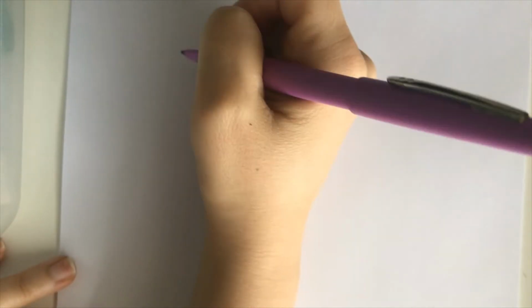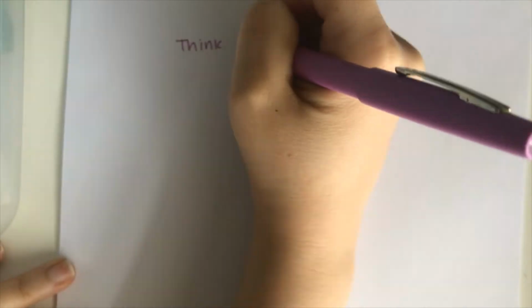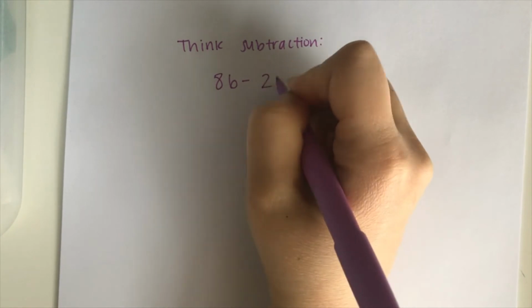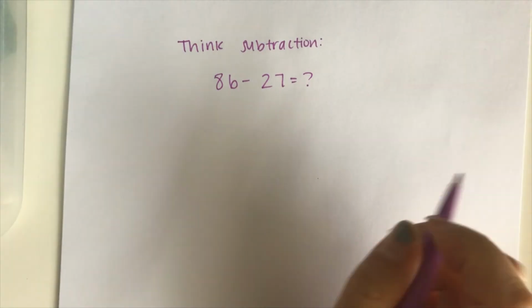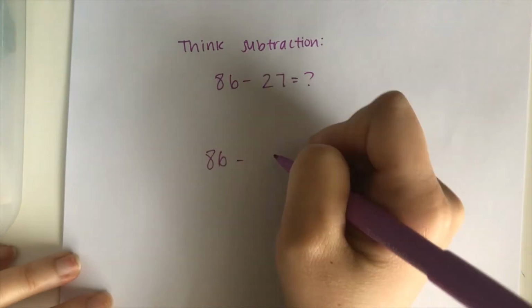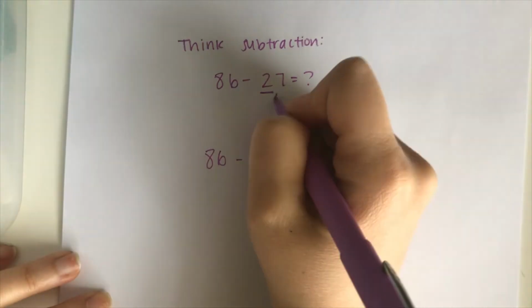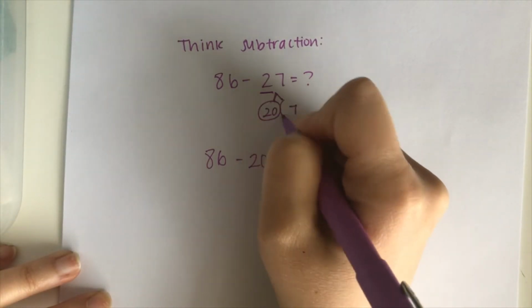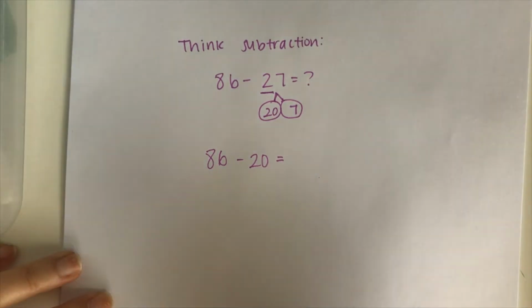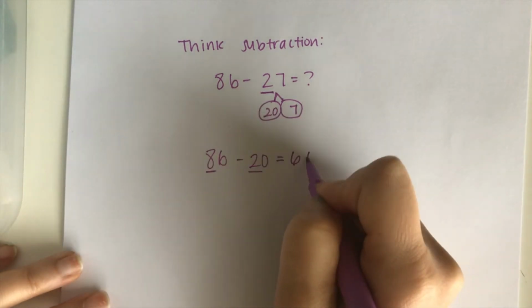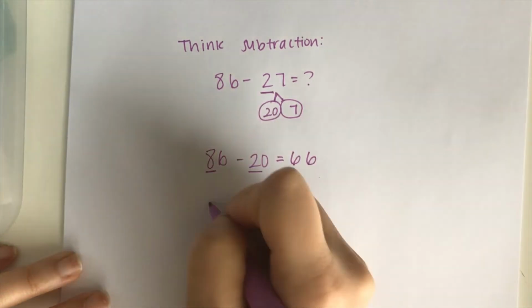Our second method will be our think subtraction, where technically you are just pulling them into parts and subtracting in smaller parts. So here is our number sentence right now, and I'm going to take away my 20 first, because I understand that if I break this up, it's 20 and 7, and I can do 86 minus 20, because that just means we're taking away 8 minus 2, which is 6, and 6 minus 0, which is 6. So now I have 66 left.